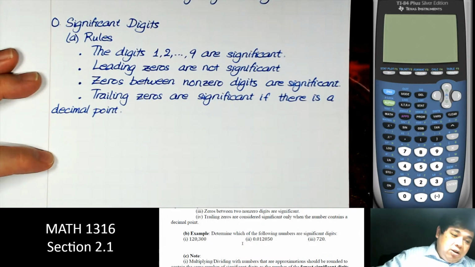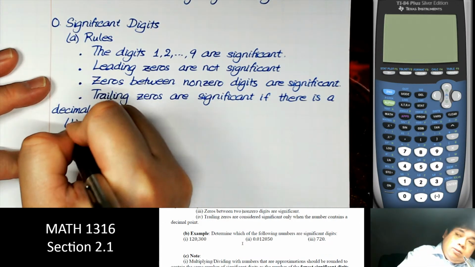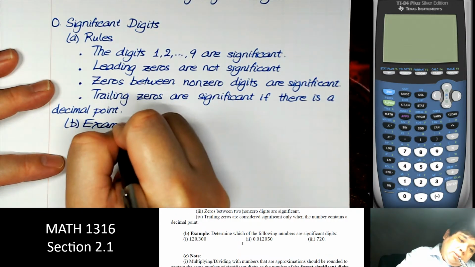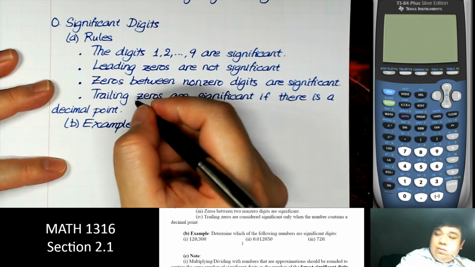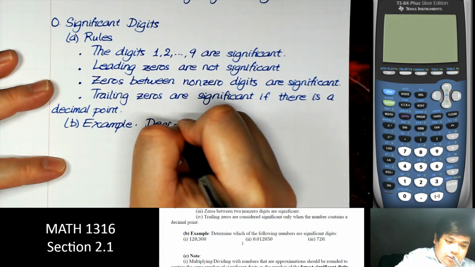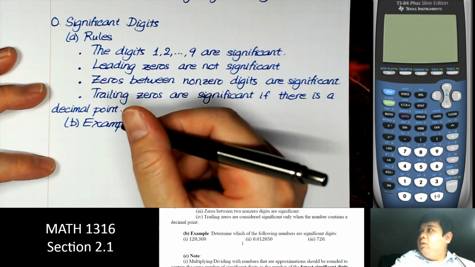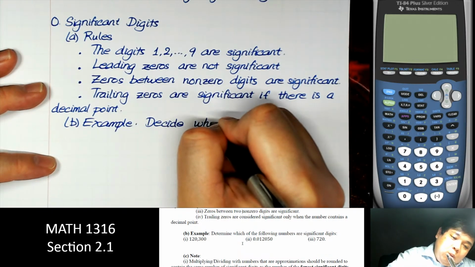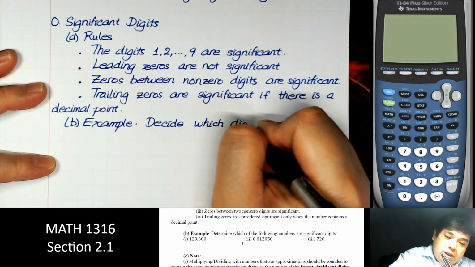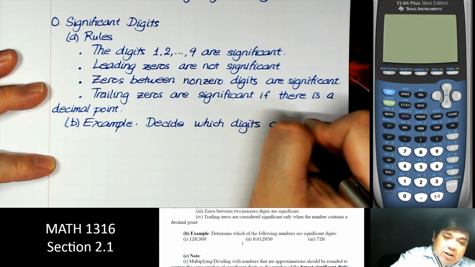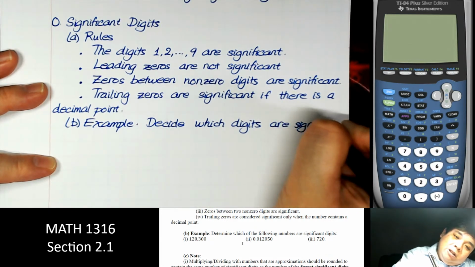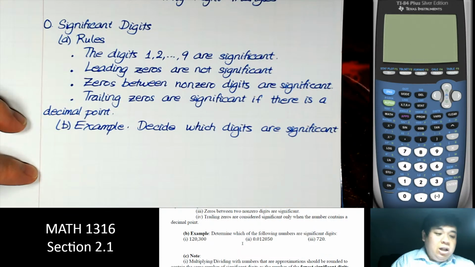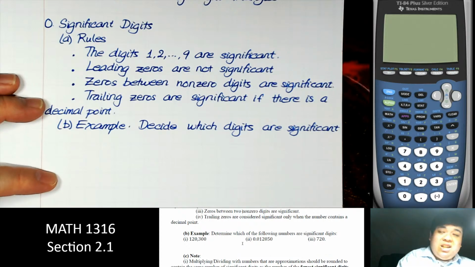So, let's look at the first example. Decide which digits are significant. In physics or chemistry, they just call them significant figures or sig figs.